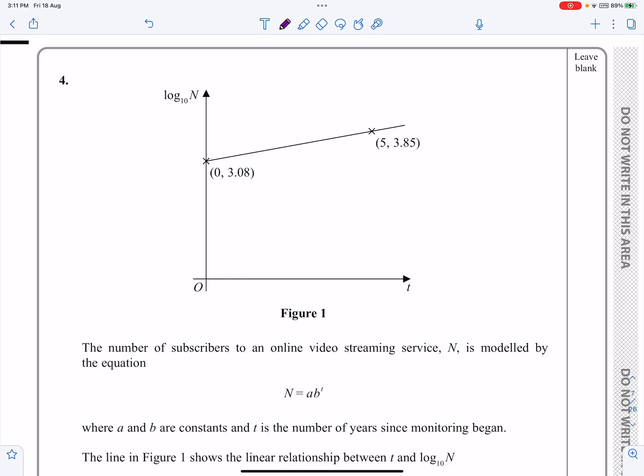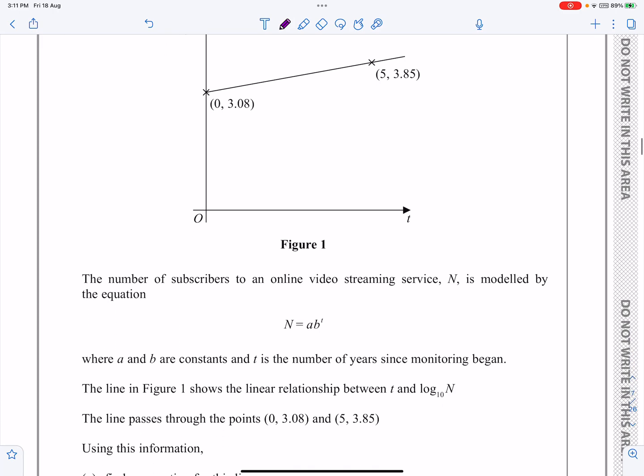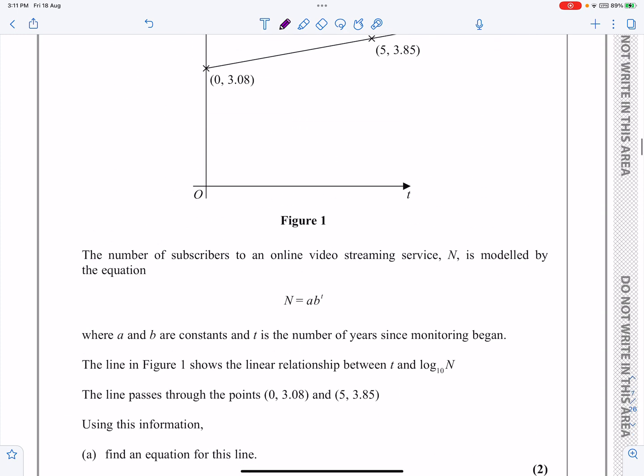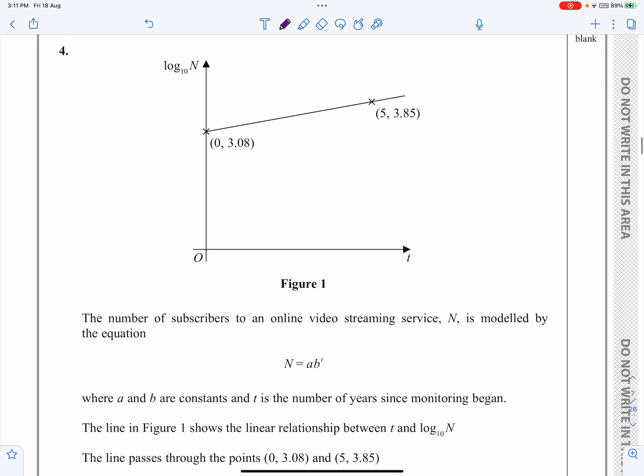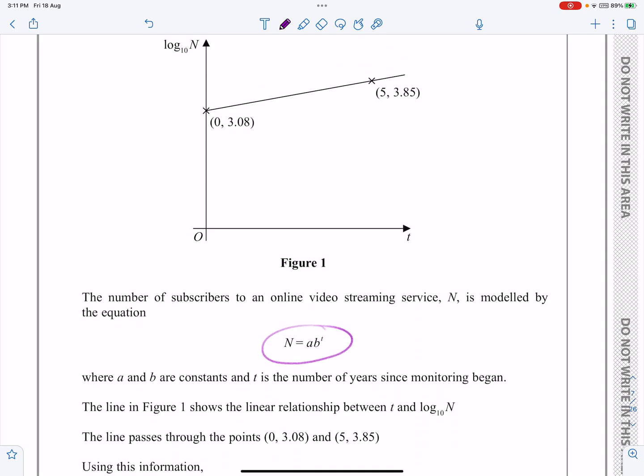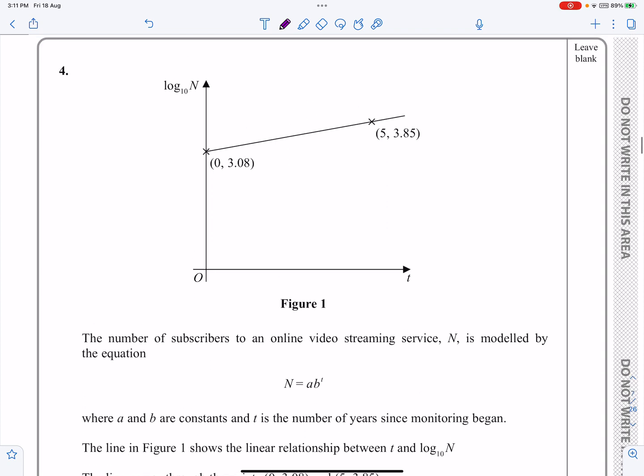Okay, this is the P3 paper from June 2022, and as we can see by looking at it, this is an exponentials and logs question, but more it's a logs and non-linear data question. One of these where we take this relationship and we change it into a linear relationship. In this case, we're going to be doing log 10 against t to make that happen.